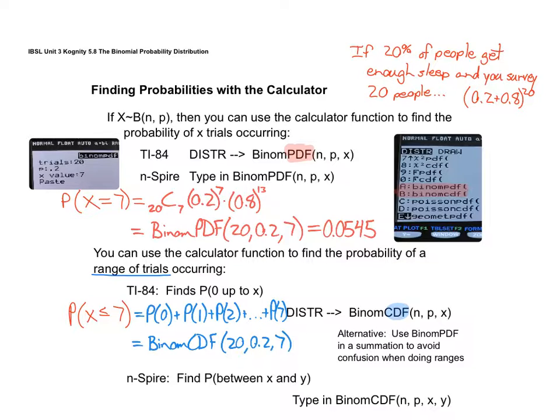Okay? Now, follow-up question. What's the probability that x is more than 7? What's the probability we find more than 7 people who are getting enough sleep? There we go. We got to use the complement there. We would do 1 minus the probability that you got x less than or equal to 7. Okay?